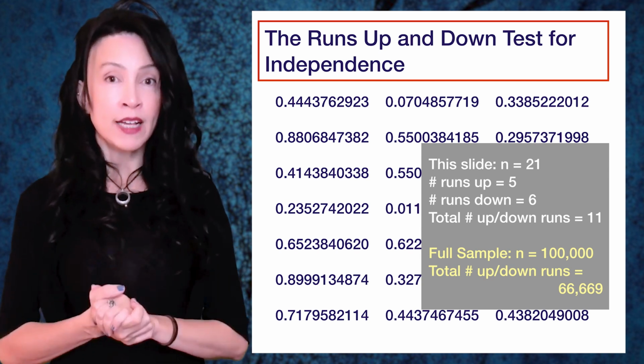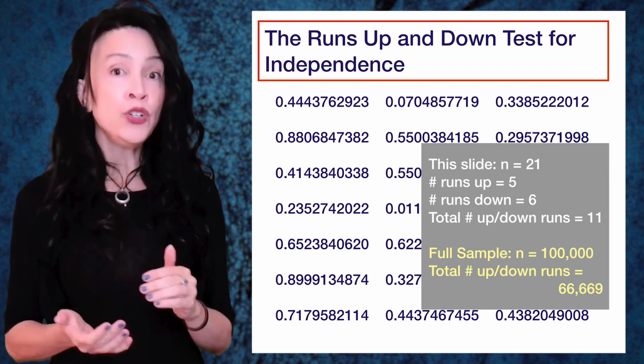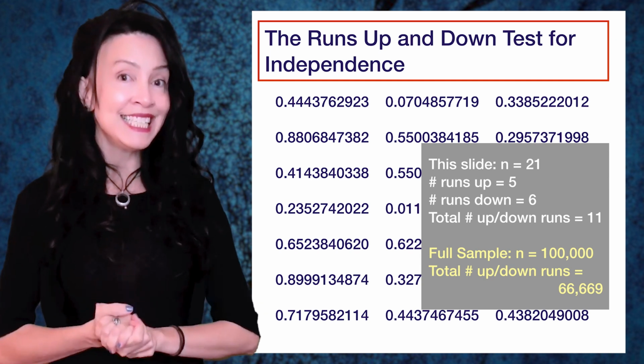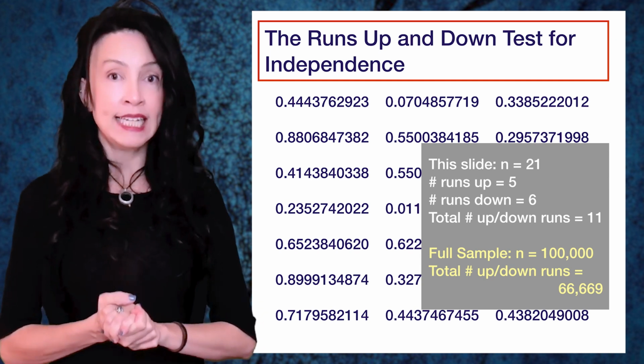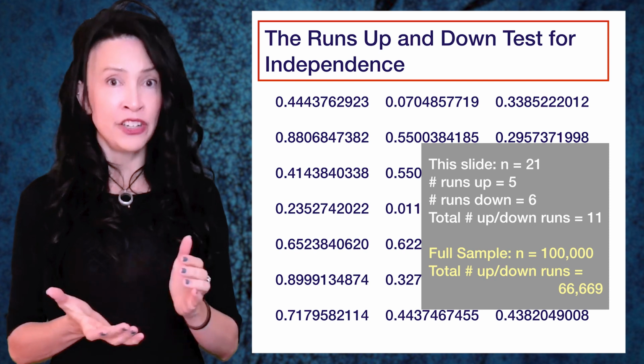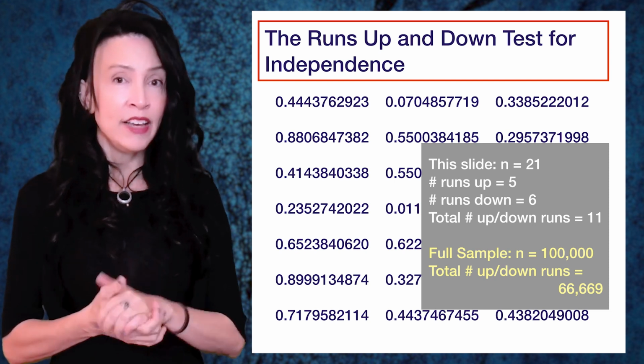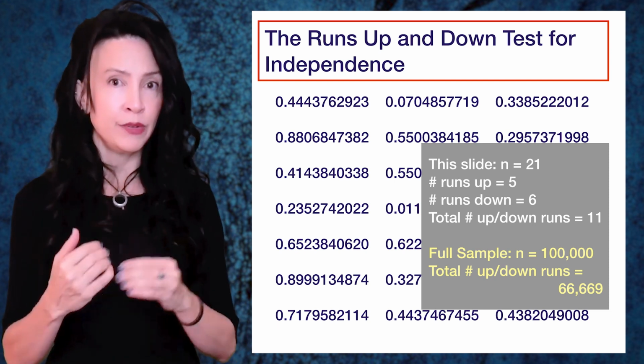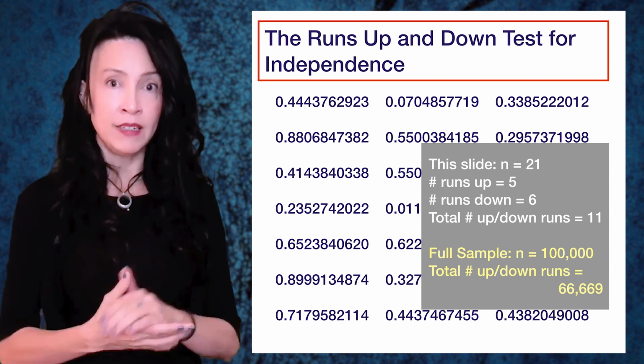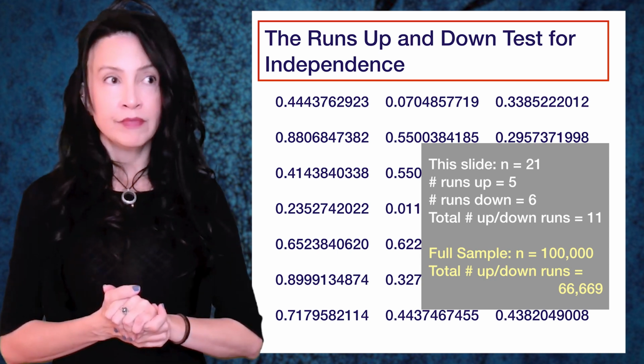In the bigger sample of size 100,000, my total number of up-down runs was 66,669. Is this a good value if we have independence? If we have independence, what do we really expect? Do we expect just up, down, or something different?